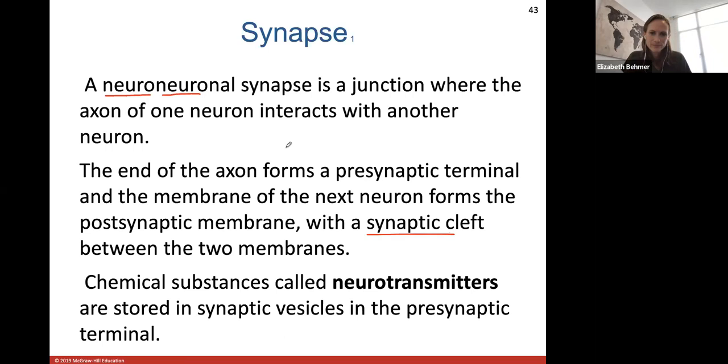So in the central nervous system, the microglial cells are like the macrophages. It's like their type of immune cell are the microglial cells.